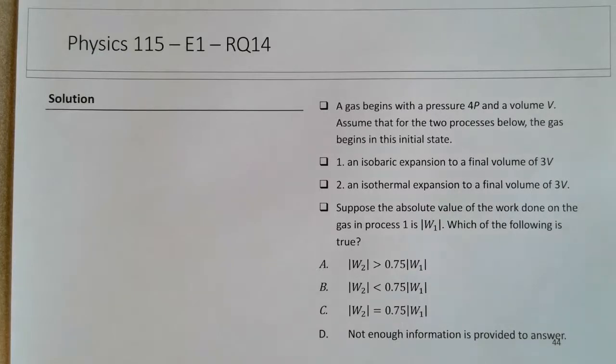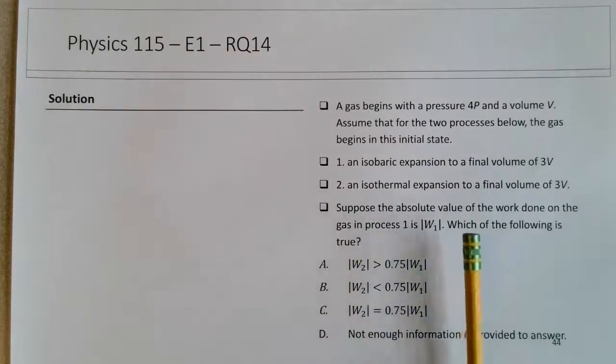Okay, so in review question 14, we're looking at another ideal gas process problem. The gas begins at a pressure of 4P and a volume V. Assume that for the two processes below, the gas begins in this initial state: an isobaric expansion to a final volume of 3V, and an isothermal expansion to the final volume. So both have the same final volume. One's an isobaric expansion, one's an isothermal.